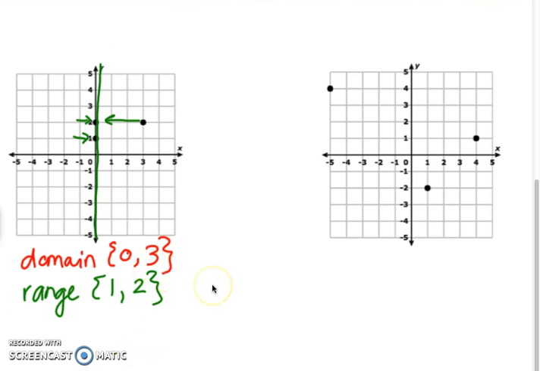Okay, if that's confusing to you, you're more than welcome to write down the ordered pair. So for example, this ordered pair is 3, 2. This ordered pair is 0, 2. And this ordered pair is 0, 1. And if you want to get the domain and range from those points, you can as well. As far as if this is a function, it is not a function because right here I hit 2 points vertically, so not a function.